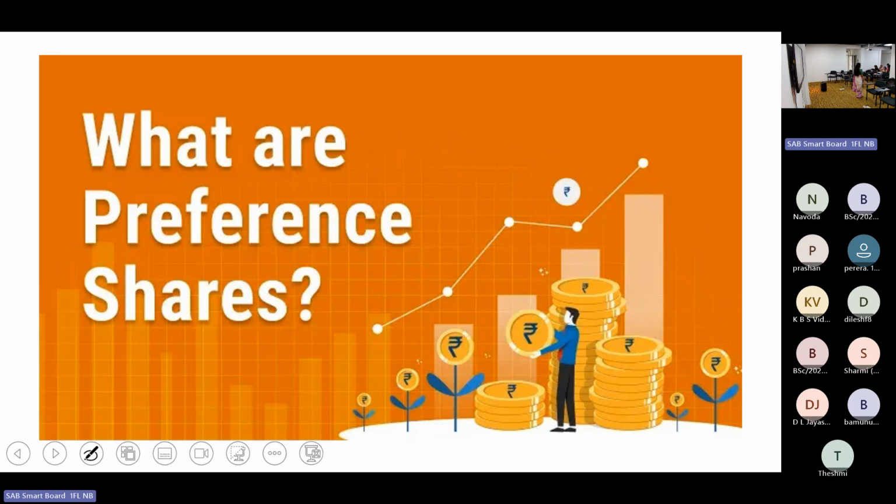Preference shares. We compare them with the ordinary share. So what is the most special characteristic of the preference share? Very good. They don't have the voting power, but they have a privilege, that is the fixed dividend, right? Therefore, preference share valuation is most similar to the bond valuation.